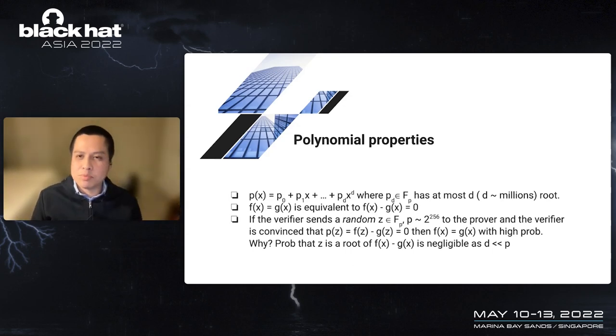But how can the prover convince the verifier that two polynomials are equal to each other by using only one challenge from the verifier? The way it works is the verifier sends a random Z to the prover. And if the verifier is convinced that P of Z equals zero, then the verifier knows that F of X equals G of X with high probability. Why? Because the polynomial P of X has at most D roots. And if you send a very huge number Z, the chance that Z is one of the roots is negligible, right? So if the evaluation of that polynomial equals zero, then the verifier is convinced that it's likely that the two polynomials are equal everywhere.